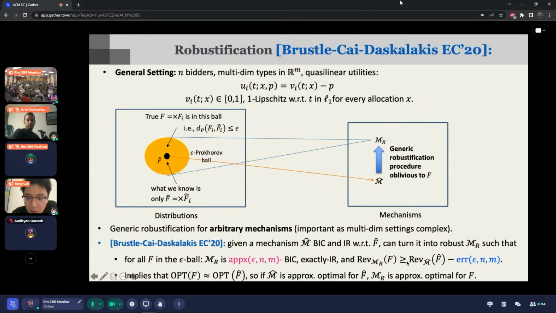And so it might seem a little weird that on the right-hand side I put the revenue of m hat under f hat here. But if you think about it for a minute or two, you will realize this is actually a quite strong guarantee. It implies that, for example, the optimal revenues under f and f hat are close. So if m hat is approximately optimal for f hat, the robustified version, m sub r, is approximately optimal for the true distribution f. Okay, so it's a pretty strong guarantee.